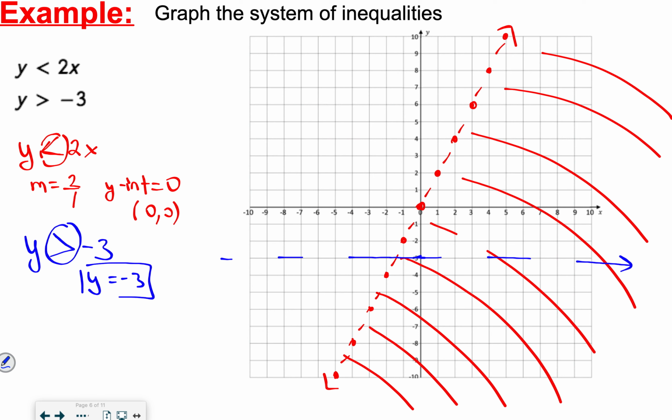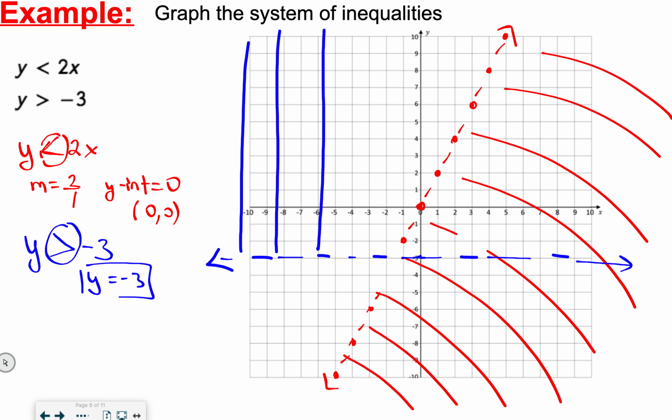The reason why we are using a dashed line is because this inequality is y is greater than negative 3. Now, after deciding on the dashed line, we will shade above or below the line. How are we going to understand? Check your inequality symbol. Your inequality is greater than. That's why we are going to shade above the line.